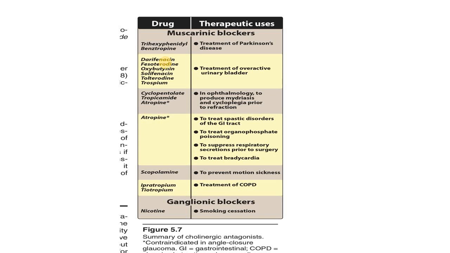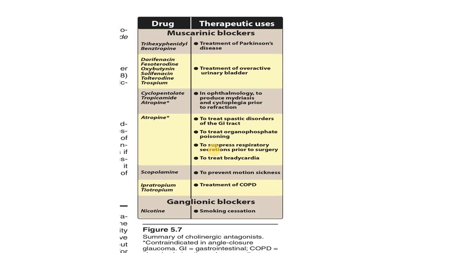But here, the other ones are cyclopentolate, tropicamide, and atropine. These are used in ophthalmology to produce mydriasis and cycloplegia prior to refraction. Mydriasis means dilatation of the pupil, and these drugs produce it. You can learn them with the mnemonic CTA. Atropine is used for the treatment of spastic disorders of the GIT, treating organophosphate poisoning, and suppressing respiratory secretions prior to surgery.